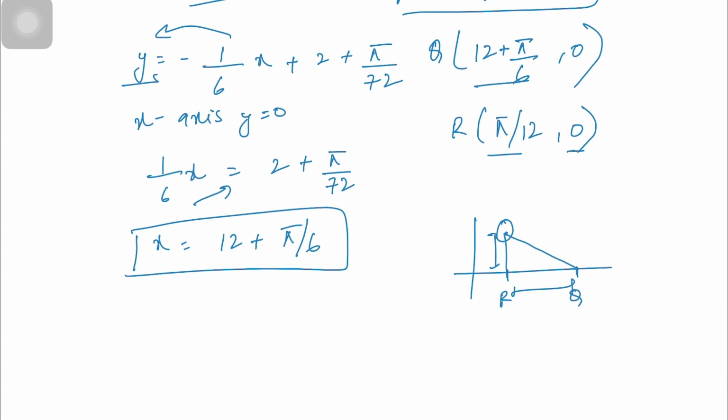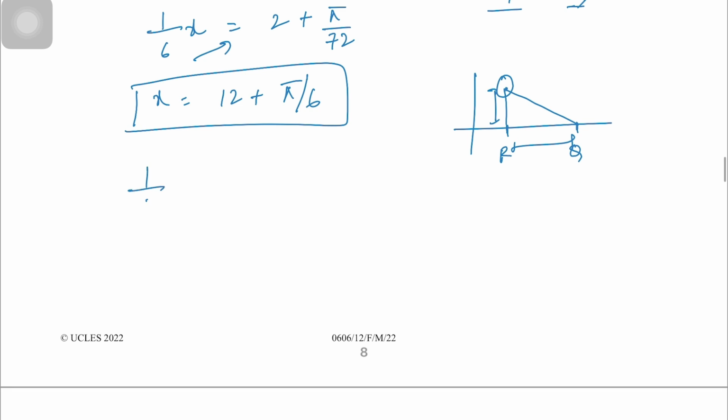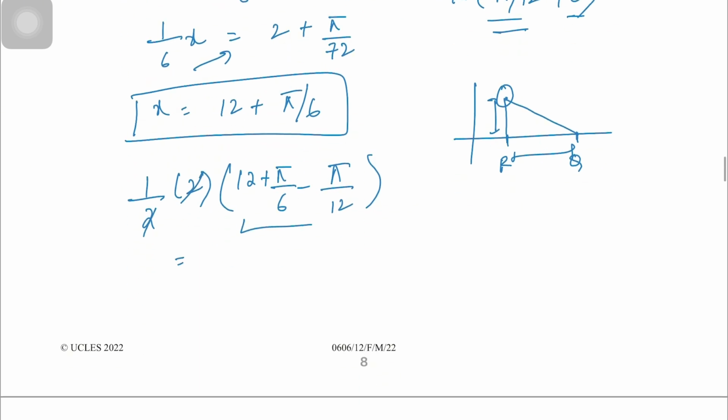So our height is basically this same, right? This PR is basically 2. So this would be 1 upon 2 multiplied by 2, and our base is QR. This would be this subtracted by this, so 12 plus pi by 6 minus pi by 12. This would be cancelled out and we'll get our final answer as this. So this would be 12.26 approximately. So this is our final answer.